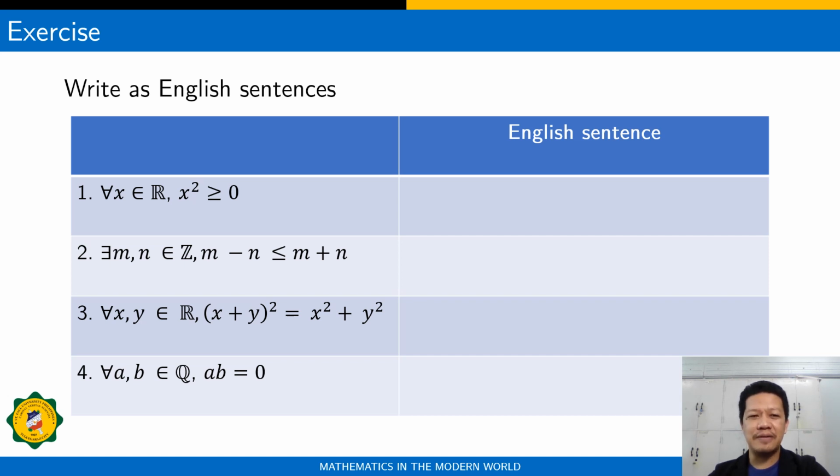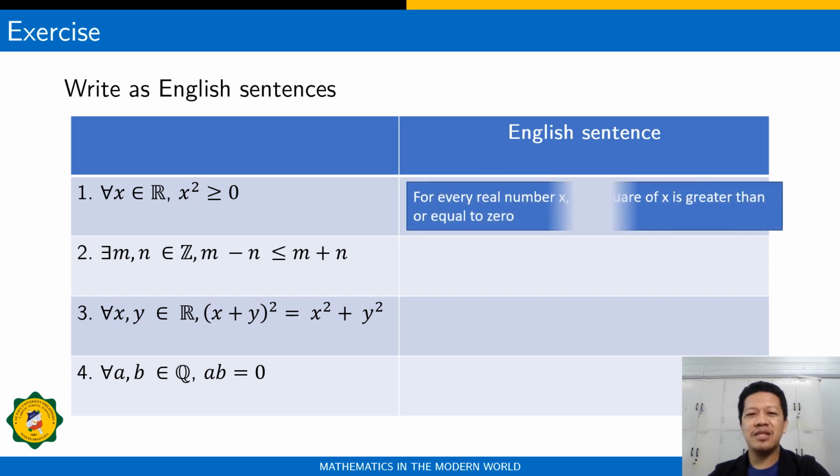Let's try number 1. By reading it symbol by symbol, we have for all x element of real numbers, x squared is greater than or equal to 0. That's actually correct. But there's a more formal way of stating it. That is, for every real number x, the square of x is greater than or equal to 0. So instead of saying x is an element of R, you can actually just say real number x.